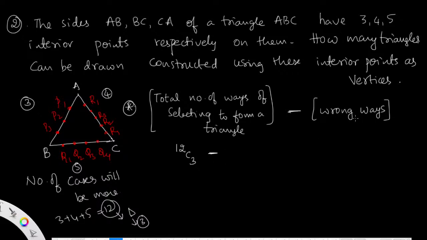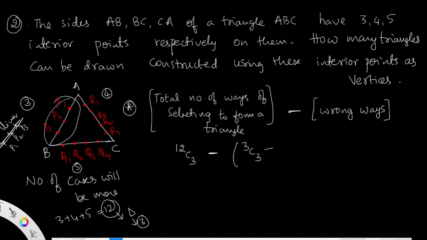The wrong way is nothing but collinear. Out of 3 points, we take them at a stretch. 3C1 means we can construct a triangle. 3C2 also means we can construct a triangle. If we select all 3 at a time, we cannot form a triangle, because P1, P2, P3 become collinear. That is why, out of 3 points, collinear selection is 3C3 ways.